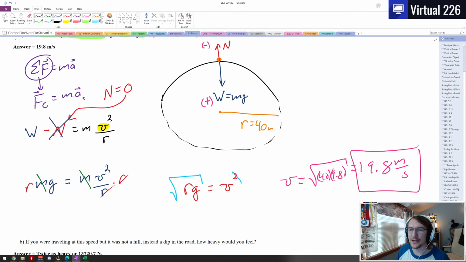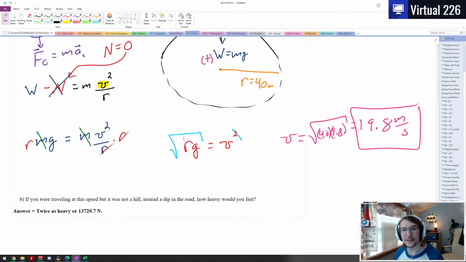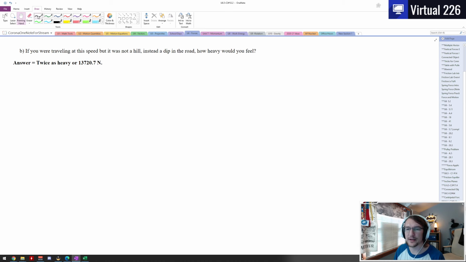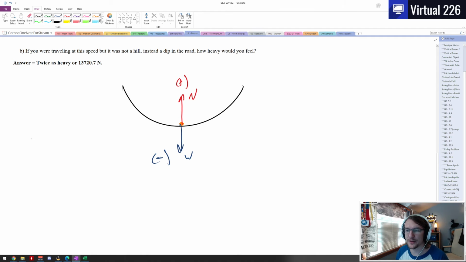So that's part A in the problem. That is what we were looking for. Here's our answer up here, so we did that problem correctly. If we flip this problem, like we did in the notes, and this was a dip instead of traveling over the hill, how heavy would we feel? If we redraw the whole picture, the weight's acting out, which is negative, and the normal's acting up, which is positive. From our previous setup, the normal force equals the mass times gravity plus v squared over r. We derived this equation in our last video with this exact setup.